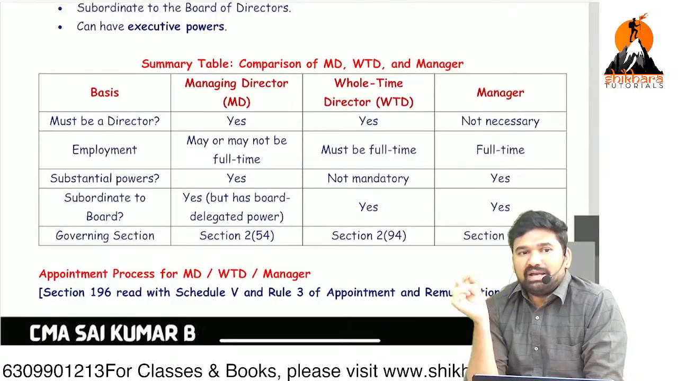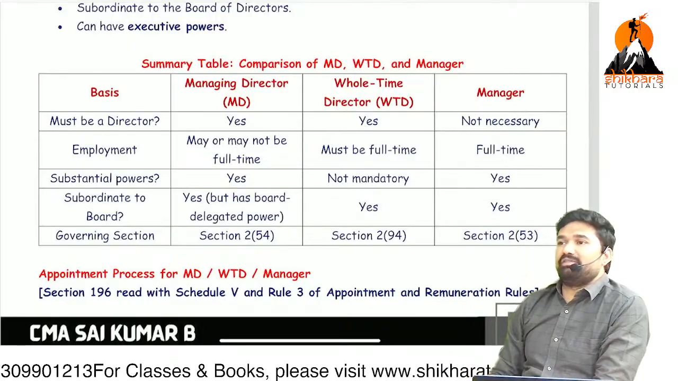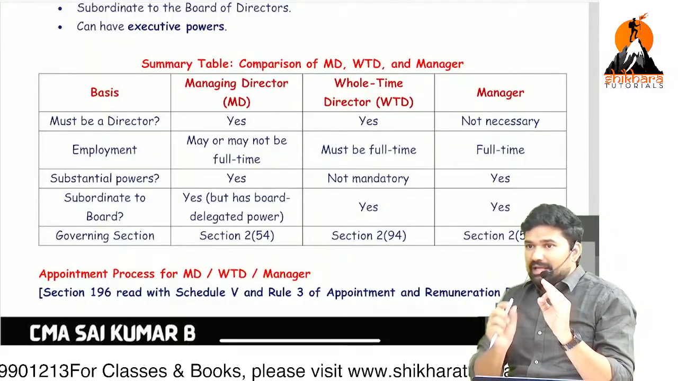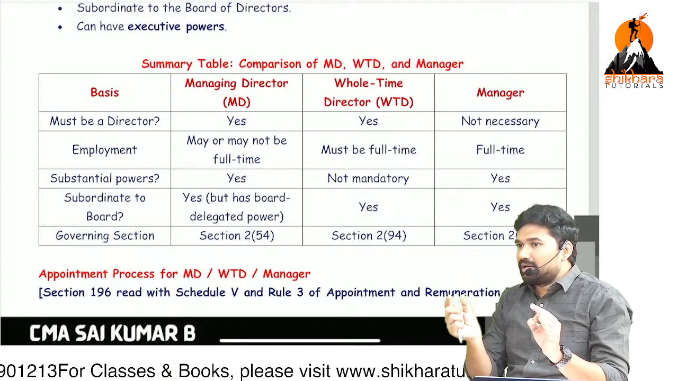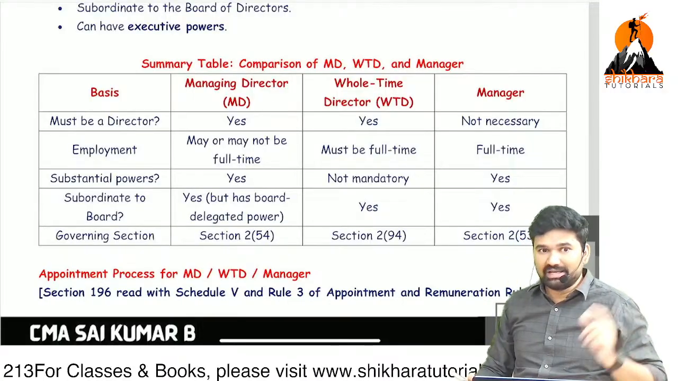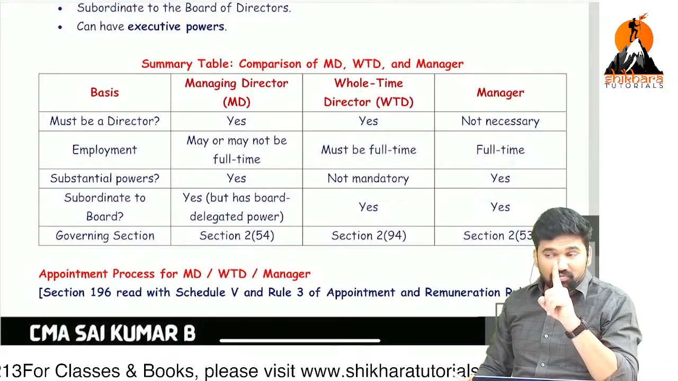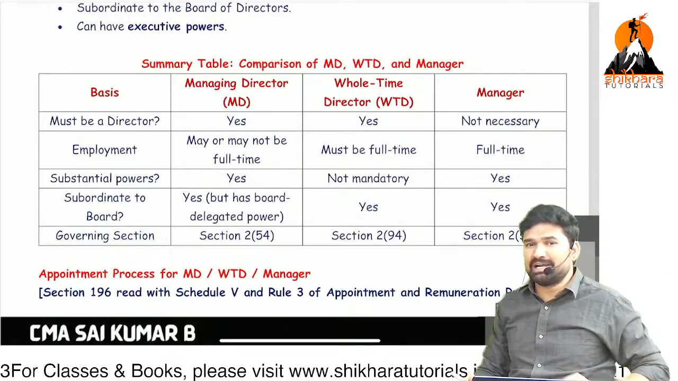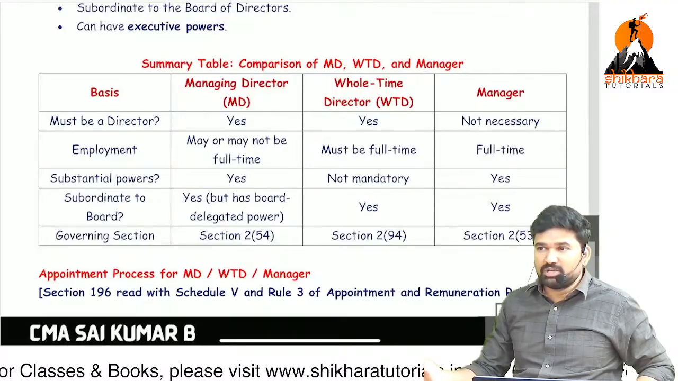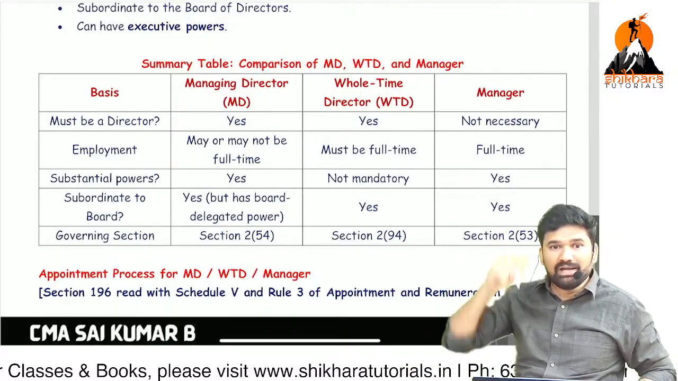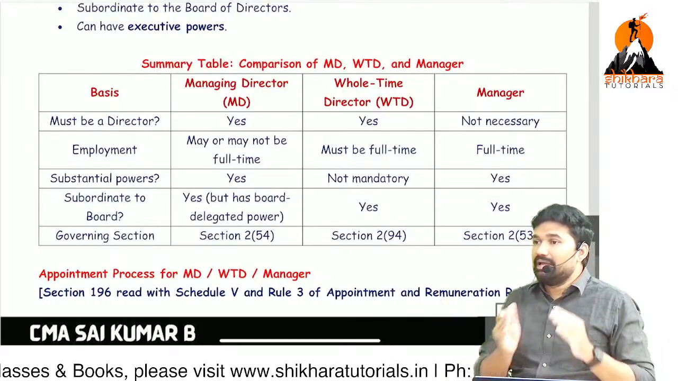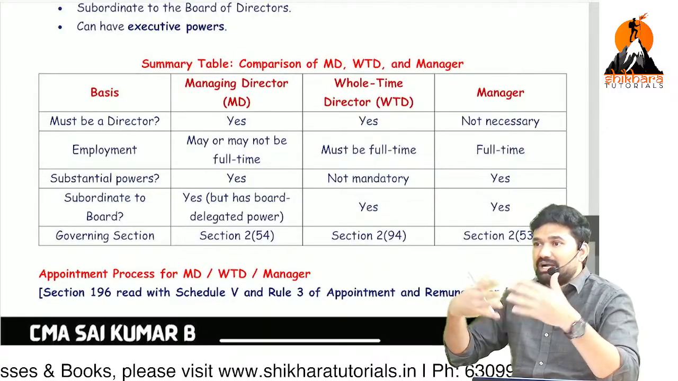Among MD, WTD, manager, who has the substantial powers? MD. And listen carefully, MD and manager simultaneously can't exist in the same company. I have already told this point in the earlier sessions. Only one person is allowed. Are multiple managing directors allowed in a single company? No. If you wish to have multiple persons, you can have them by the name of joint MD. But you can't have MD1, MD2. Not like that. That is why MD and manager simultaneously can't exist in a single company.